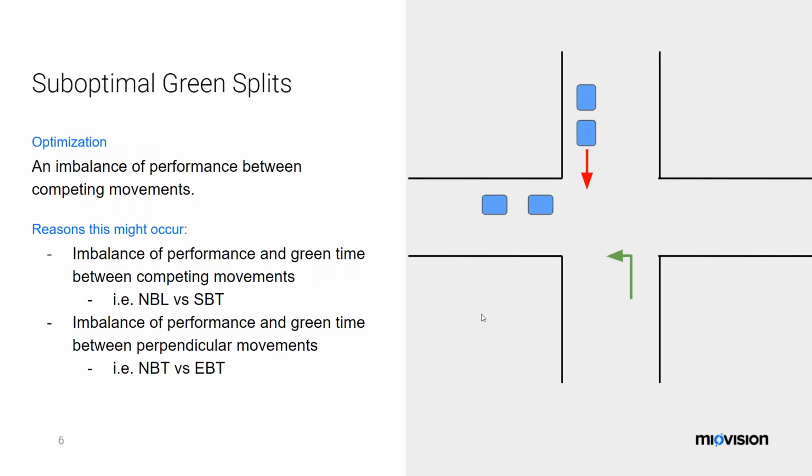There are three problems that the tool identifies, and I'll go through each one. The first problem is a suboptimal green split. This highlights an imbalance of performance between competing movements, for example the northbound left versus a southbound through. What the tool is trying to assess is where there is an excessive amount of spare capacity versus a high amount of split failures. Where is there an imbalance between the two, and could it be resolved by just rebalancing the two movements together?